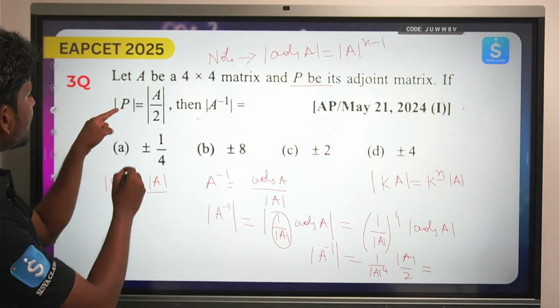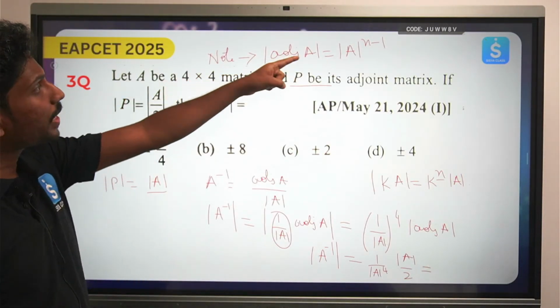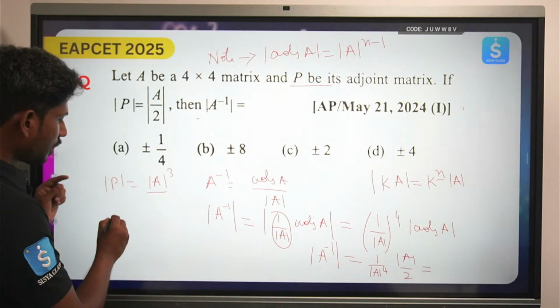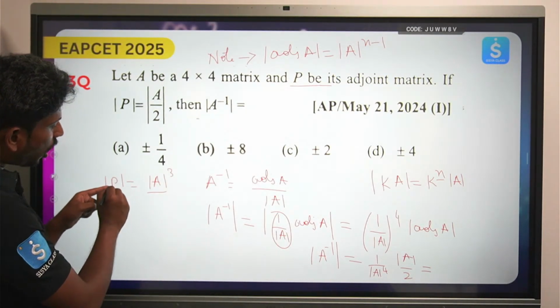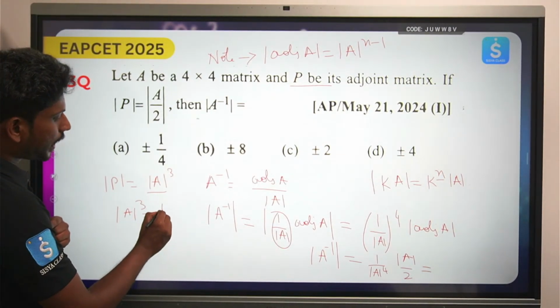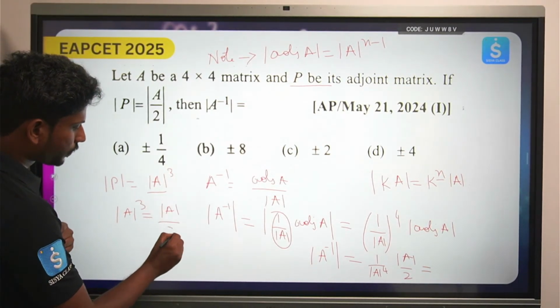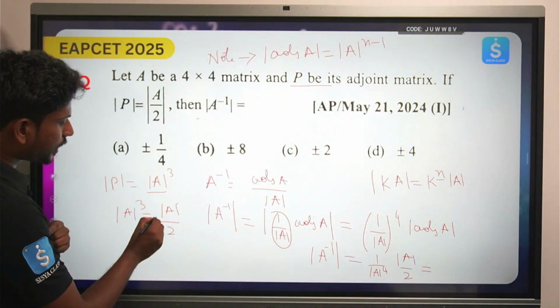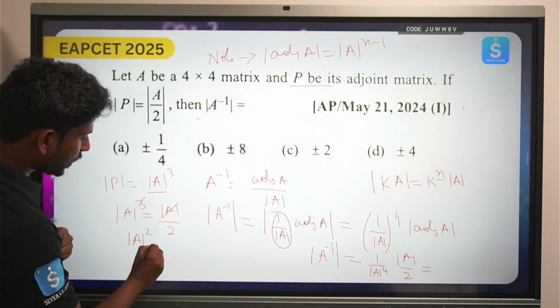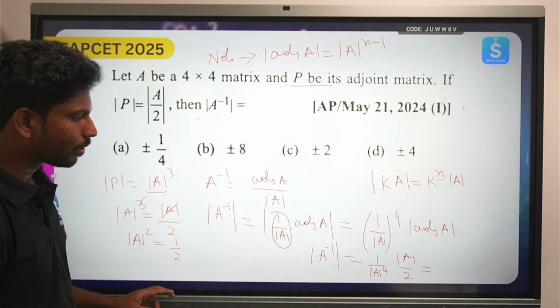But here this P is nothing but det A power n minus 1. Here n is 4, so this is also equal to det A cube. So he's saying this mod P is nothing but det A cube. Det A cube is equal to det A by 2, right? So from here I can just cancel this. So this will become det A square is equal to 1 by 2.